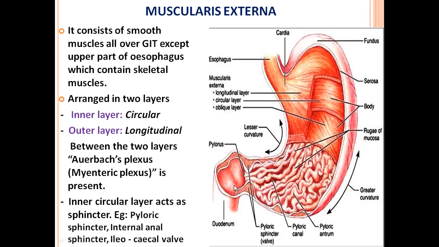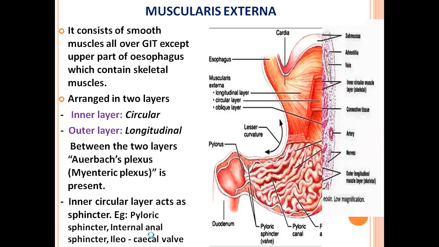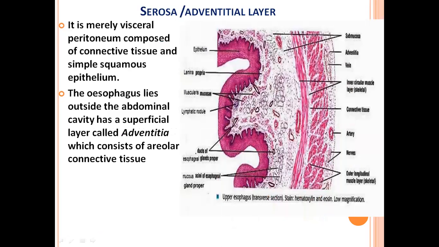For example, this is the pyloric part of the stomach. Here it is modified to form a true sphincter which closes tightly when food enters the stomach from the esophagus, so that food is retained in the stomach for a certain period of time, which facilitates digestion. In the internal anal sphincter also, circular muscle fibers are modified to form the sphincter. We also have the ileocecal valve, which is also like an entry and exit point.